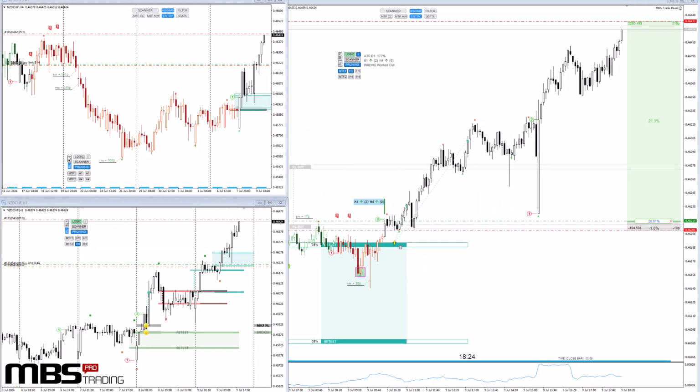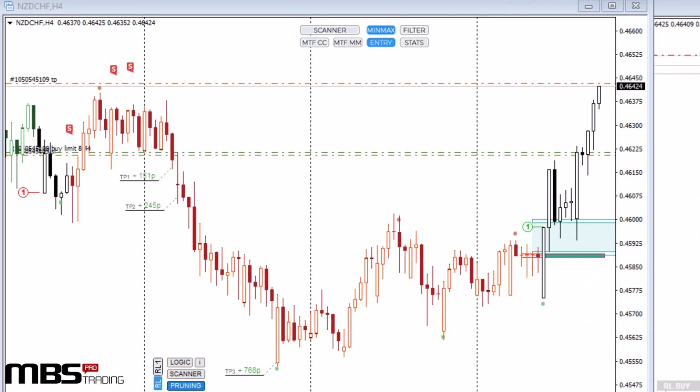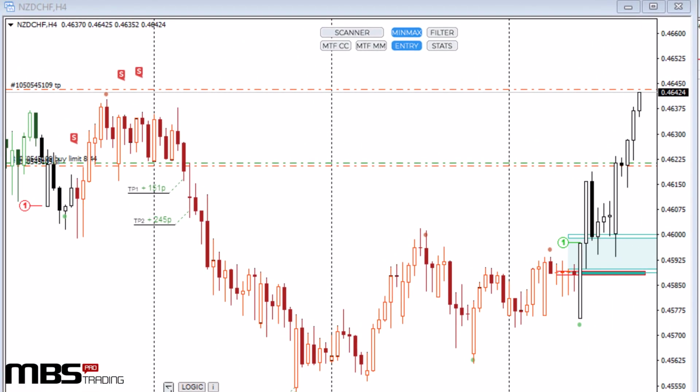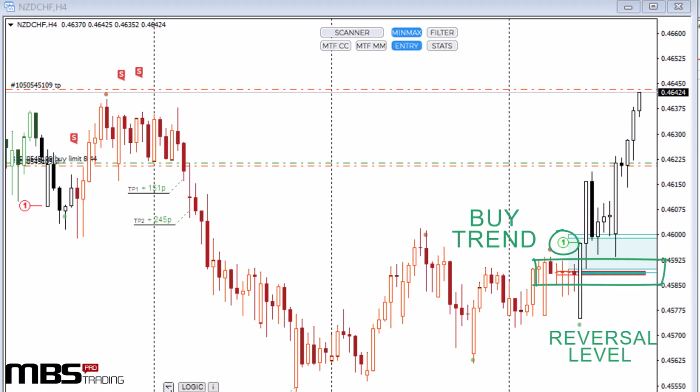The strategy is based on 3 time frames. The H4 time frame defines the main market direction and acts as a trading zone. We use a trend indicator and a reversal levels indicator on this time frame. In this example, it's a buy zone aligned with the trend.